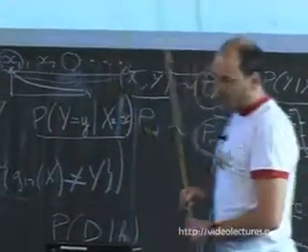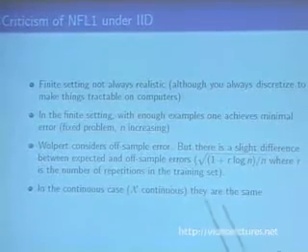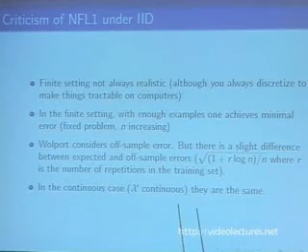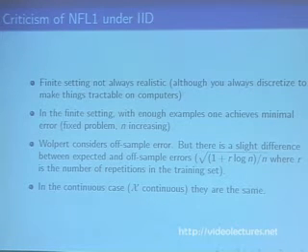Okay. So there are several ways in which we can criticize the statement that I just explained. The first thing is that it's not really realistic to define a uniform distribution over classes of problems, because what is a class of problems? Is it all possible distributions? If it is, then you can't really define a uniform distribution on a countable set of things. So mathematically, it's hard to define, apart from the very specific finite case.